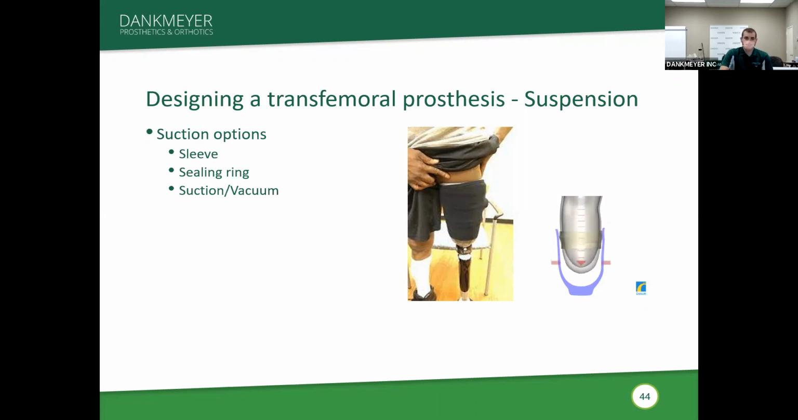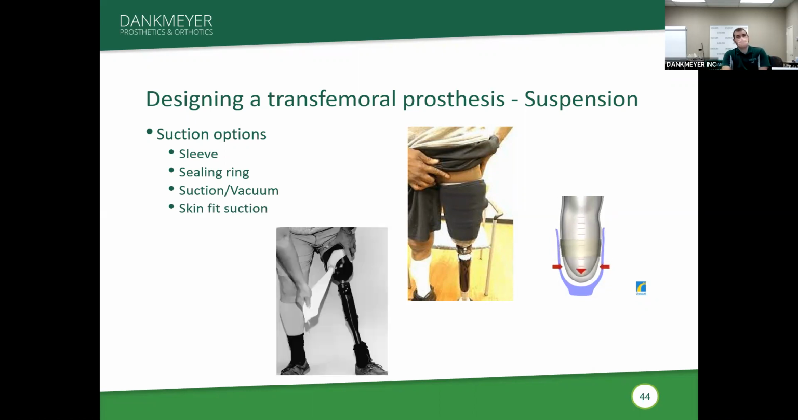You can also add a vacuum pump to that as well, and then you have vacuum to either one of these sealing. And then Skinfit Suction, right? Skinfit Suction implies that there is not a liner used. And then the residual limb is pulled and typically elongated as you pull into the prosthesis. That's assisted by some kind of either an ACE wrap or a donning bag, and it helps to pull the residual limb into the socket, and then they're fit directly against the socket, and it's sealed at the distal end.